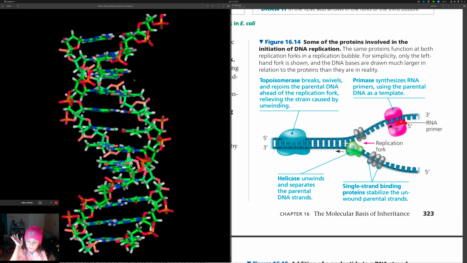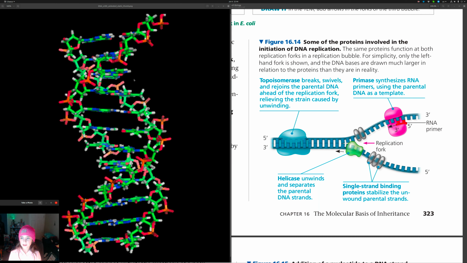So the topoisomerase is here, and the helicase opens this, and then opens this. So you get more and more replication, and the topoisomerase just moves along so that it relieves the strain caused by unwinding. And then you still have to stabilize these little areas, and there are single strand binding proteins that stabilize those unwound parental strands, so that they won't be unstable.